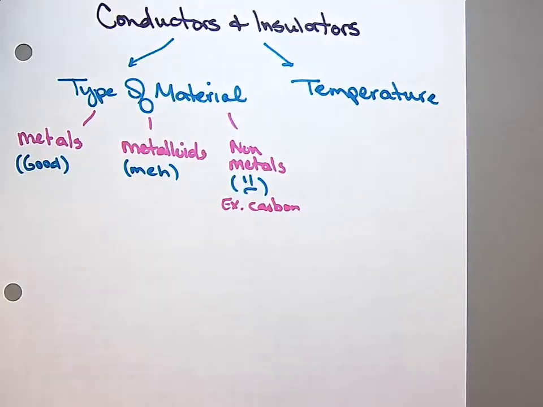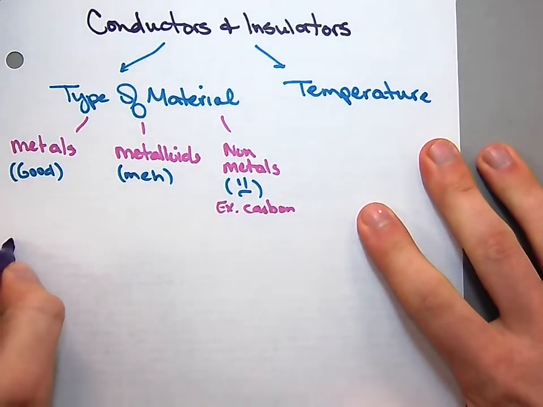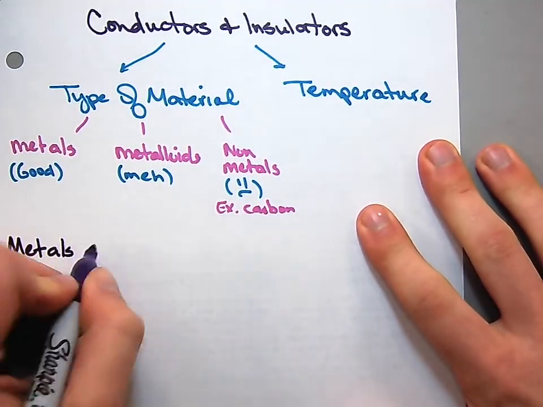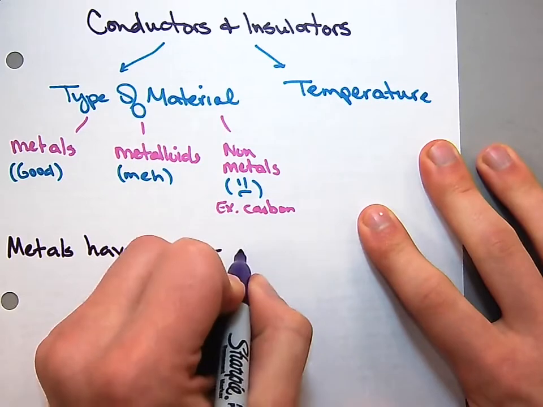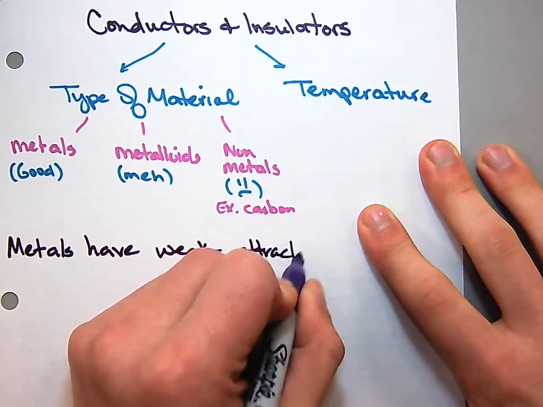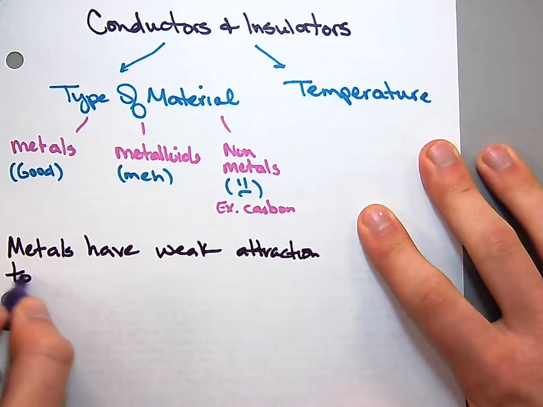So let's go back to that. In order for something to conduct electricity, electrons have to travel. Electrons have to move. The reason metals tend to be good conductors is that in metals, electrons can travel, which is the same thing we see with ionic bonding, where metals tend to lose their electrons. What that comes down to is that metals have weak attraction to their valence electrons.